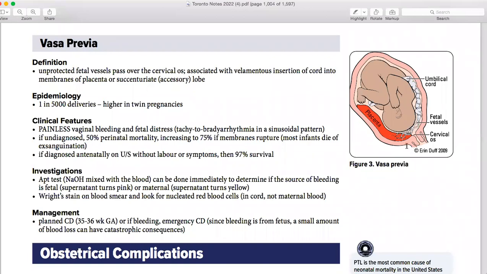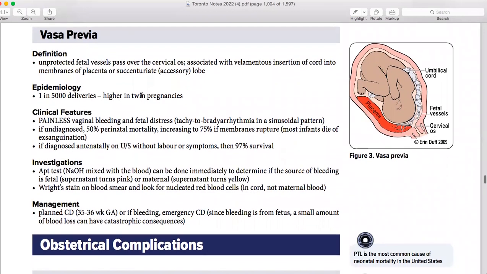That's why the spotting started. So what happened? Unprotected fetal blood vessels pass over the cervical os, associated with a filamentous insertion of the cord into the membrane of the placenta, or an accessory lobe. Epidemiology is basically higher in twin pregnancy. So if a scenario gives you twin pregnancy as an option, you can easily tell that this is vasa previa.